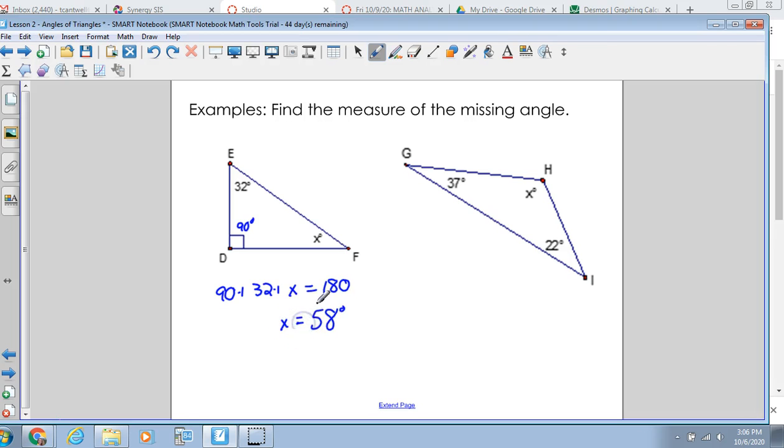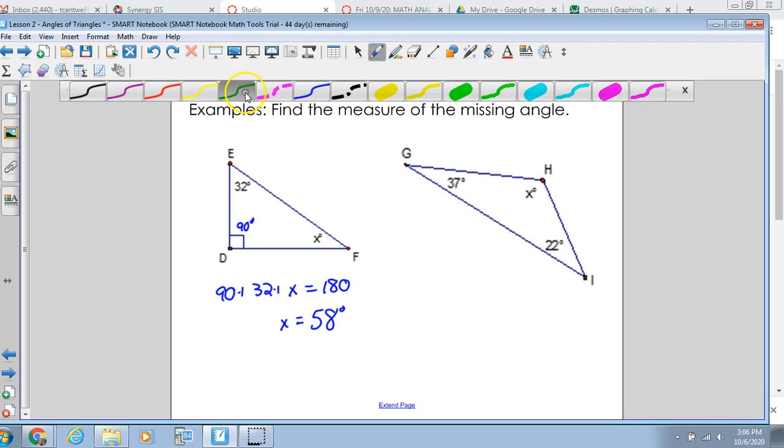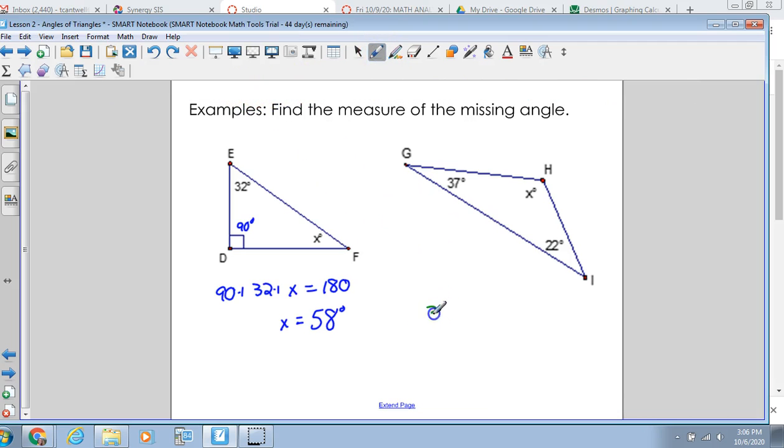You can either use algebra or you can use Desmos for this. On problem number 2 over here, we have this 37 degrees and this 22 and this x, which all add up to be 180 degrees. When we add the 37 and the 22, we get 59. And when we subtract that 59 from 180, we get 121 degrees. Again, you can use algebra on that, or you can just plug that straight into Desmos.